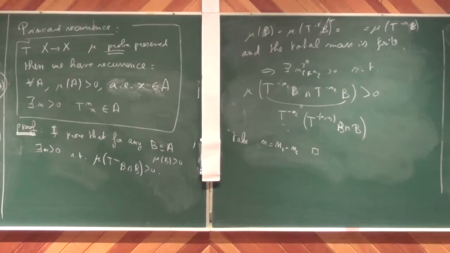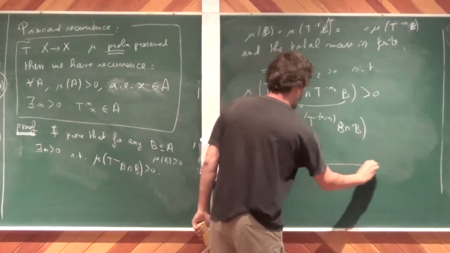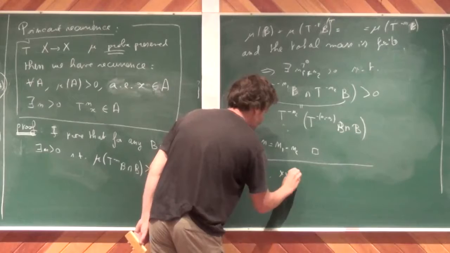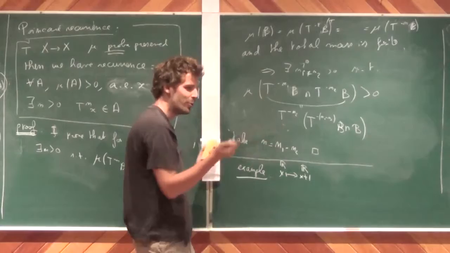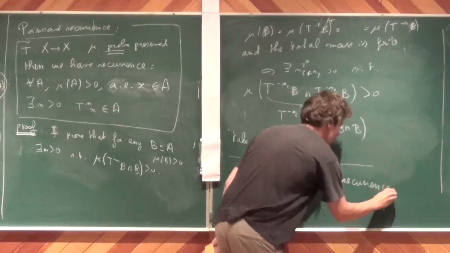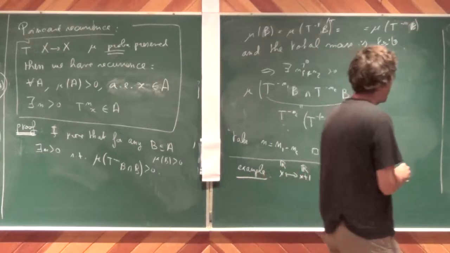Where it is non-trivial here is because my fiber F is infinite and I have an infinite measure, and recurrence is no more automatic. So an example of a map for which you do not have recurrence: you pick x goes to x plus 1 from R to R. This preserves the Lebesgue measure, and clearly you do not have any recurrence. So the question is, for the infinite case, are we in that situation, or can we still have some recurrence?